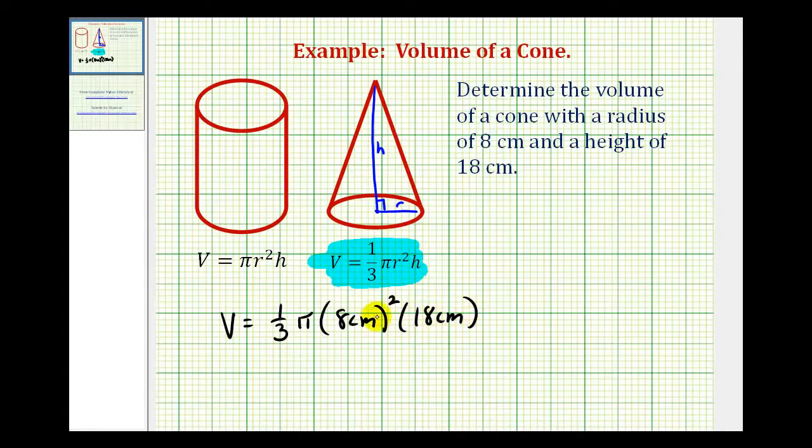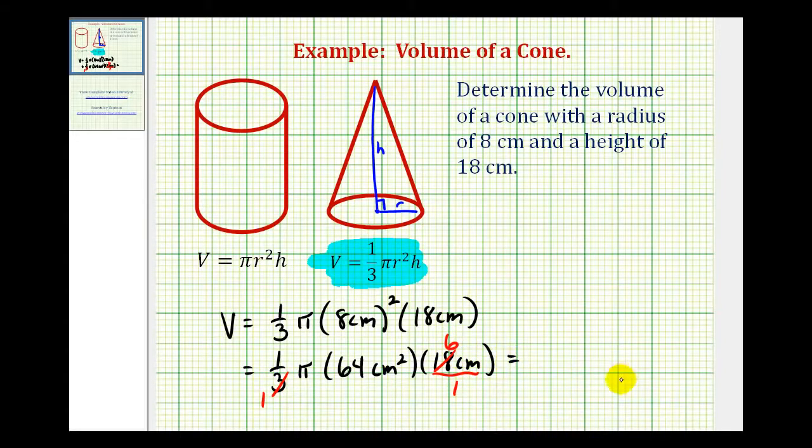So to evaluate this, we'll first simplify the exponents. So we'll have 1/3 times pi times, this would be 64 centimeters squared times 18 centimeters. And before we multiply though, we do want to try to simplify. So if we put this 18 centimeters over 1, notice how 3 and 18 share a common factor of 3. There's 1 3 in 3 and 6 3's in 18. So now we'll go ahead and multiply.